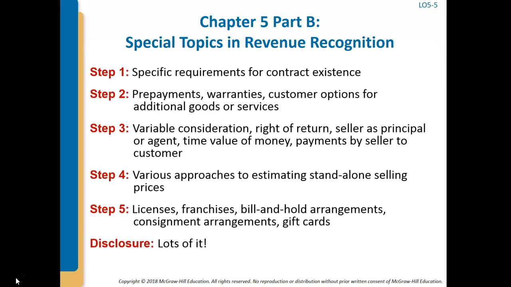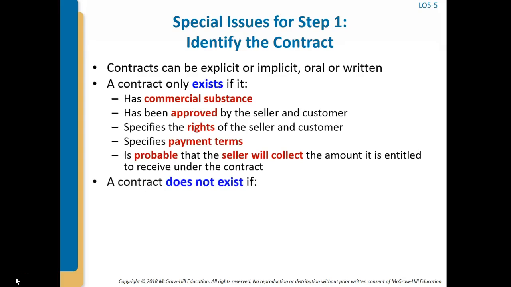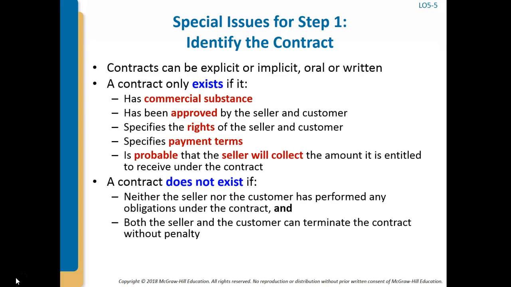Now that we've covered the basics, let's look at some important issues that occur in practice with respect to each of these steps. Contracts can be explicit or implicit based on common business practice. If explicit, they can be oral rather than written. However, there are several criteria that must be satisfied for a contract to exist.